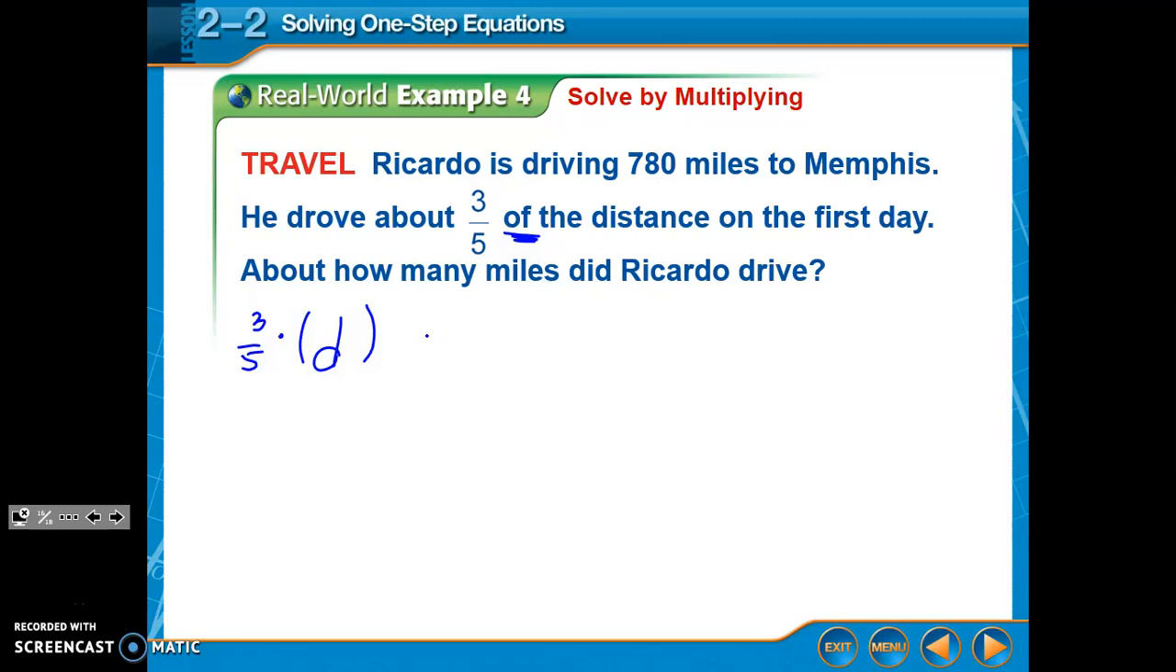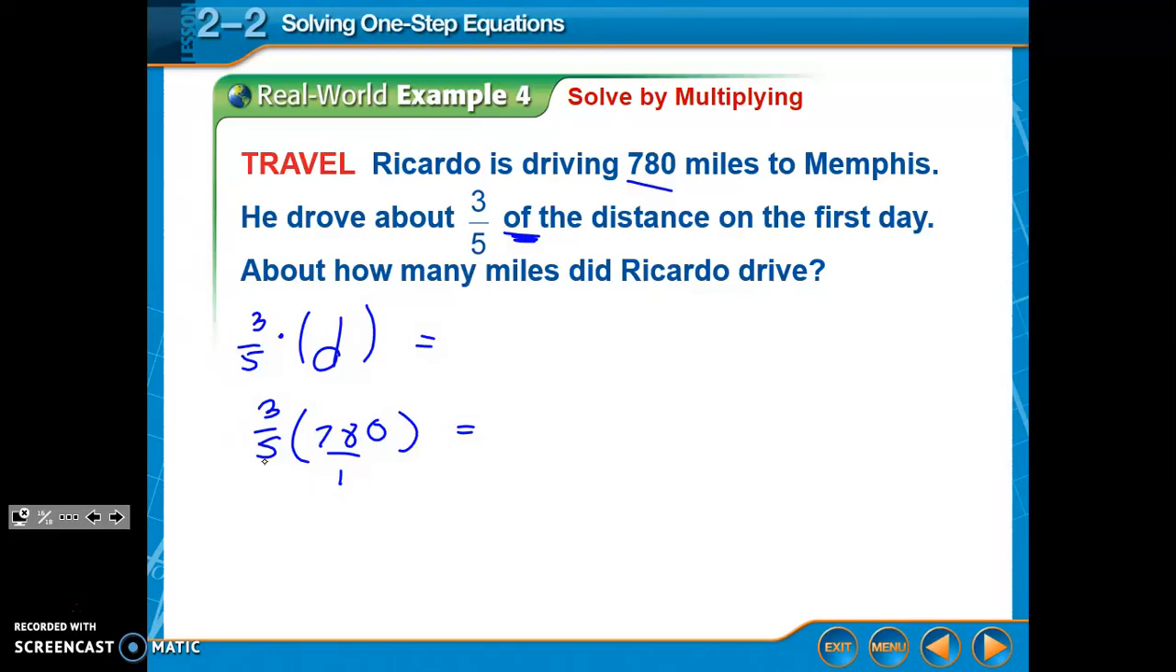And we want to know how many miles he drove. So they say the distance that he's driving is 780. So we're doing 3/5 of 780 to figure out how far he went. So we can multiply these by thinking of this as over 1, and we can do 3 times 780 and then divide by 5.